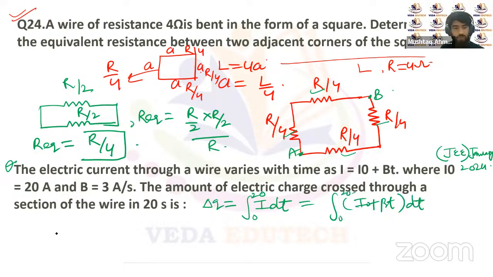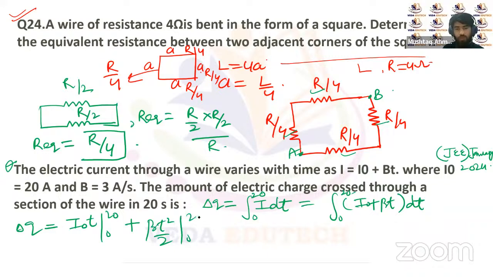So the total charge delta Q here will be I naught t with limits 0 to 20, plus beta t square upon 2, with limits 0 to 20. Now let's substitute the values. It will be 20 I naught.